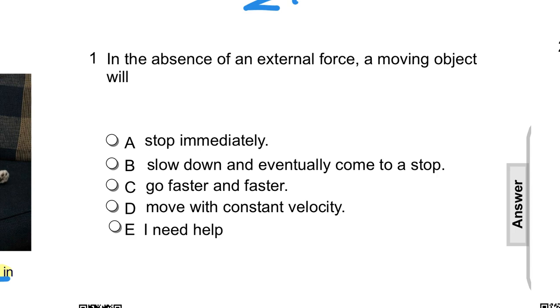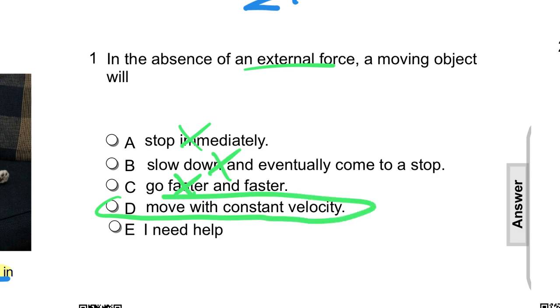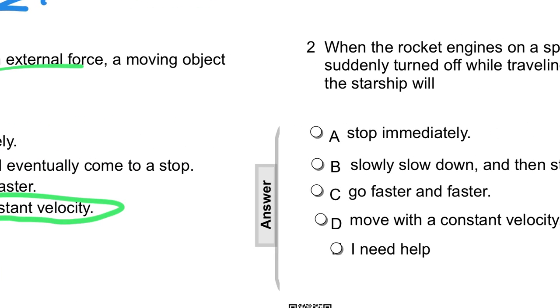It will stop immediately. No, it'll keep on moving. Slow down and eventually come to a stop. No. If there is friction and net force, it will come to a stop or drag. But that's a net force. It'll go faster and faster. No. You need an external force to make it move faster. It will move at constant velocity. That means constant speed in one direction. That's the first law of motion.